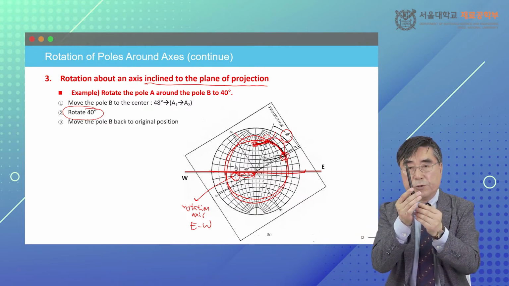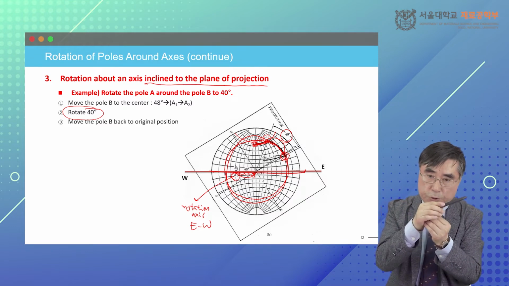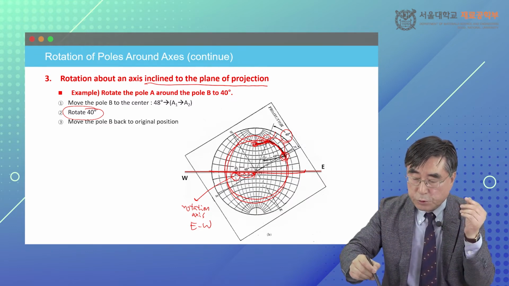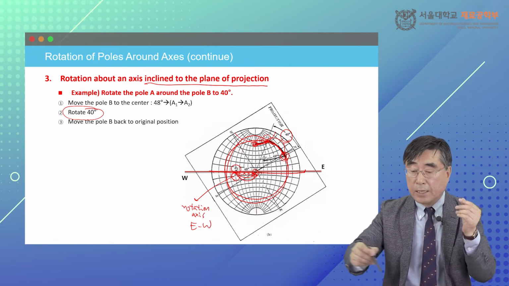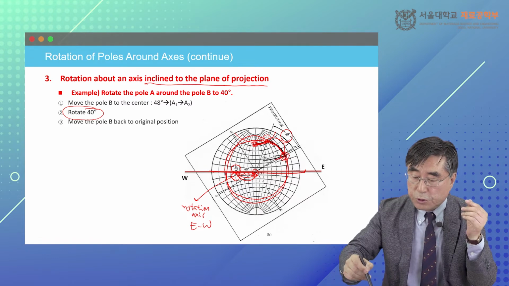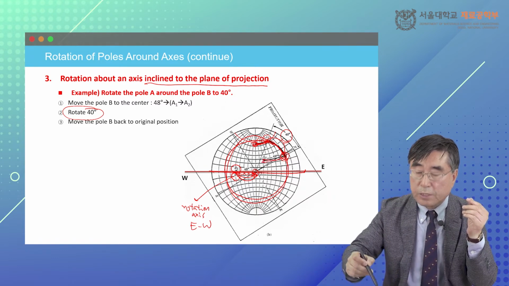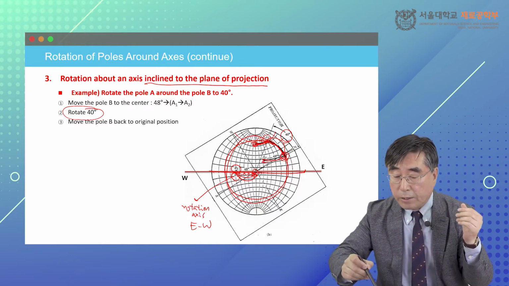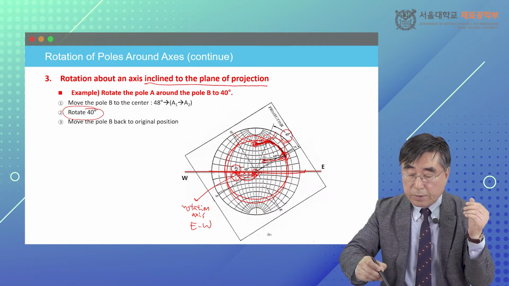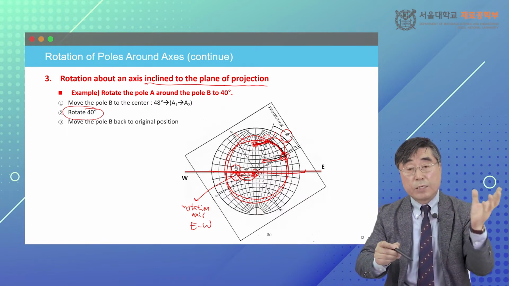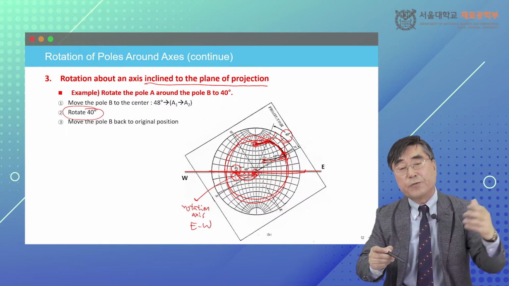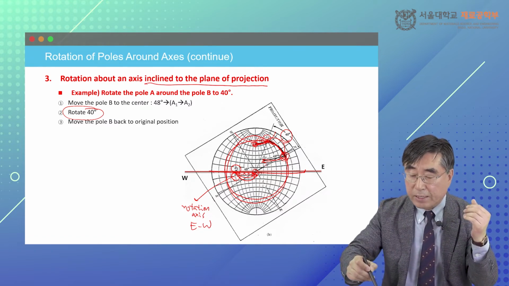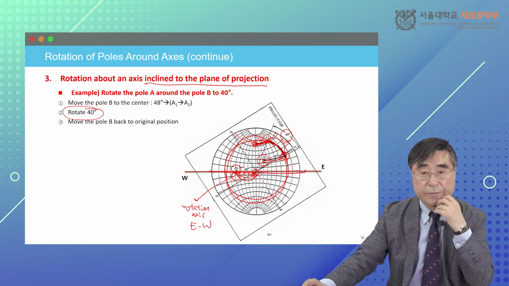Now, you have to move your rotation axis back to the original position. So you have to move this rotation axis back to the original position, which is P3. Then, of course, this pole should also move the same angles through these small circles to 48 degrees. Okay? So if you rotate A1 pole by using this B1 pole as a rotation axis, and if you want to rotate 40 degrees, then finally this pole comes to A4.